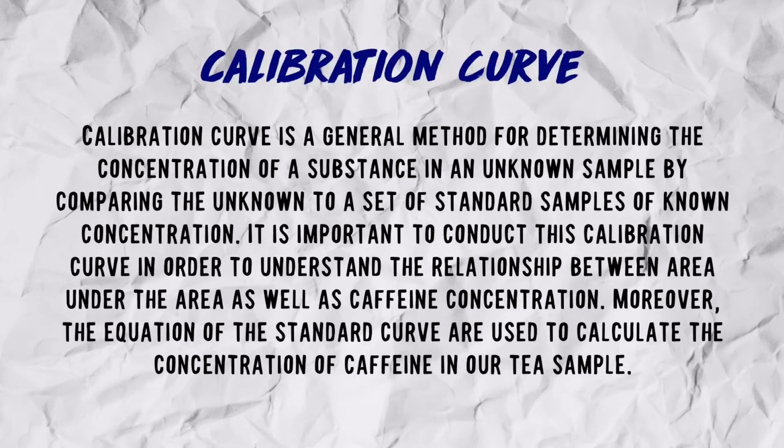So the calibration curve is a general method for determining the concentration of a substance in an unknown sample by comparing the unknown to a set of standard samples of known concentration. It is important to conduct this calibration curve in order to understand the relationship between area under the curve as well as caffeine concentration. The equation of the standard curve is used to calculate the concentration of caffeine in our tea sample.